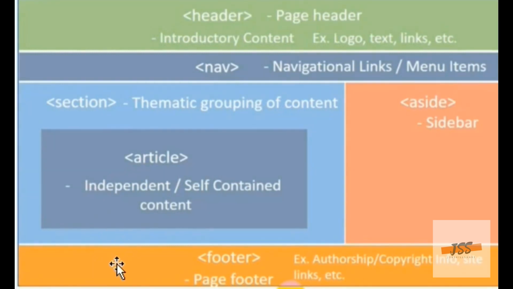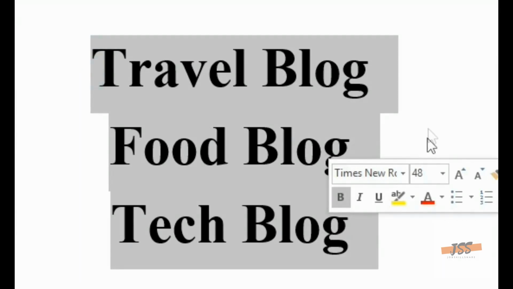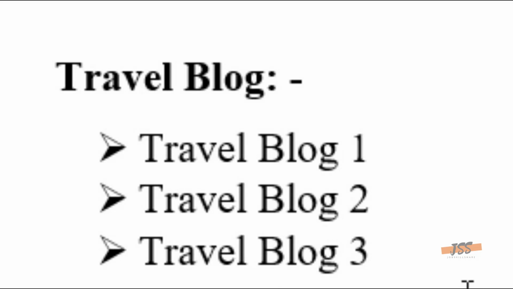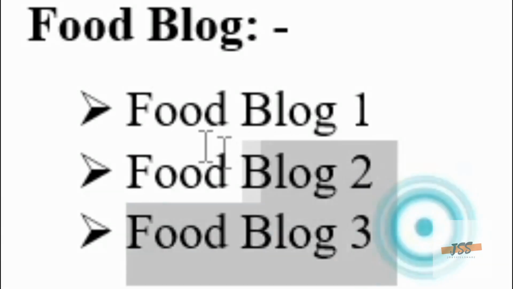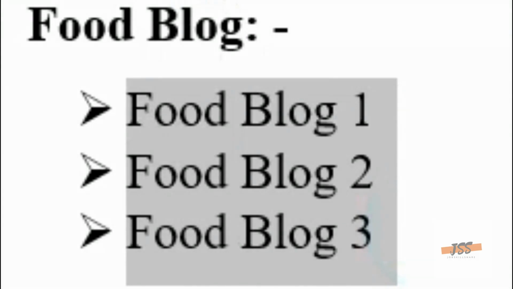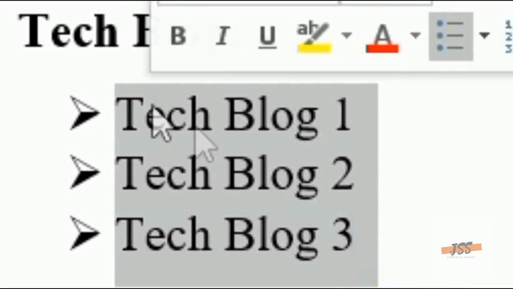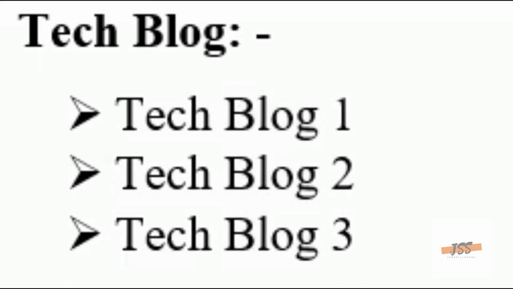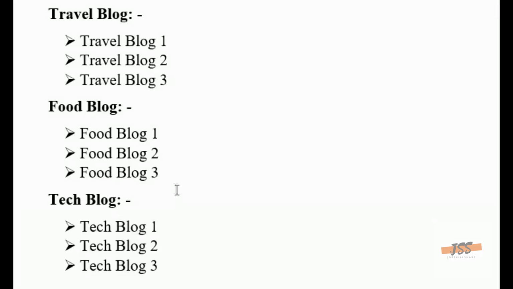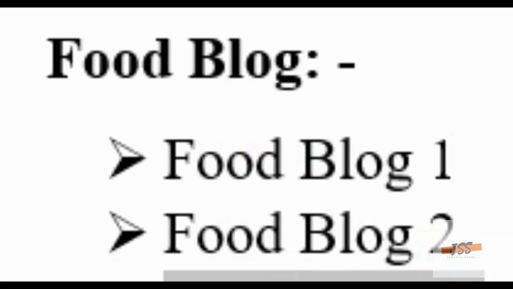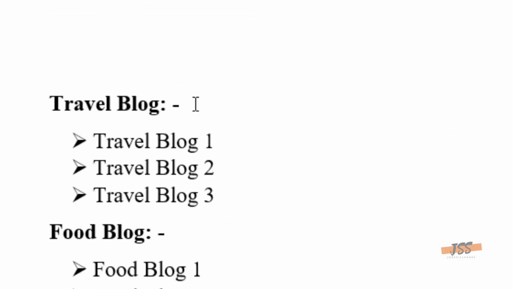Let's say a magazine with different categories such as travel blog, food blog, and tech blog. These categories can be referred to as sections, like the travel section contains all the travel related blogs, the food section contains all the food related blogs, and the tech section includes all the tech related blogs. Now, these different blogs of each category are articles that are independent content. Let's say if I remove any one blog, it won't affect the structure of the website.